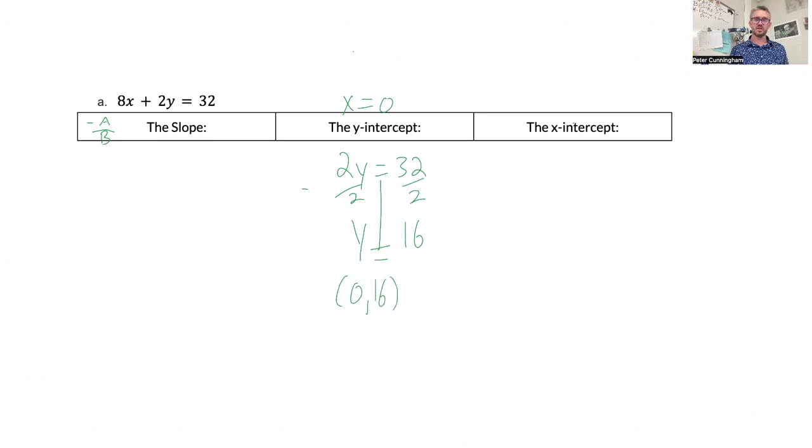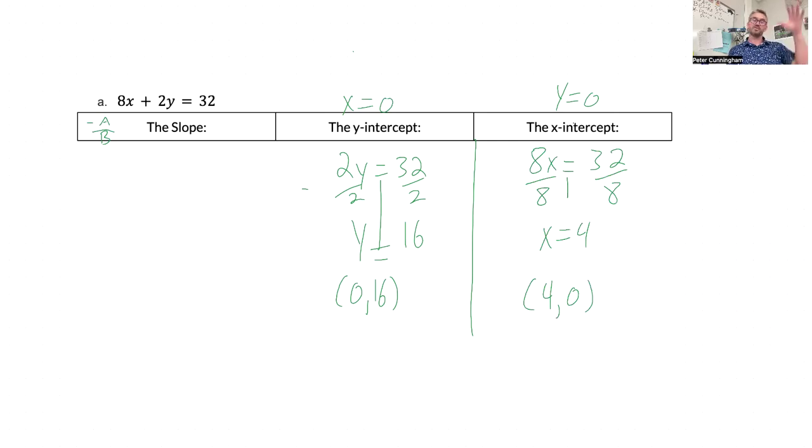Let's separate these. Oh, I'm going to have to erase those later. Okay, the x-intercept, that's when y equals 0. So get rid of all the y's. Now all we have is 8x equals 32. Okay, divide by 8 on each side. X equals 4. So the 2 points that I have on here are 4, 0 and 0, 16.